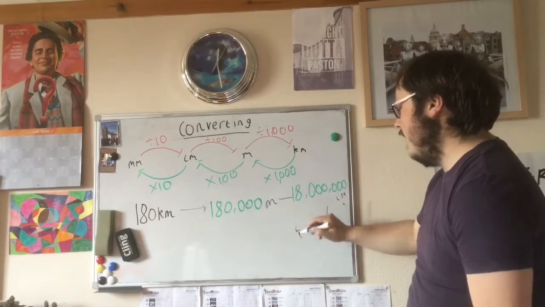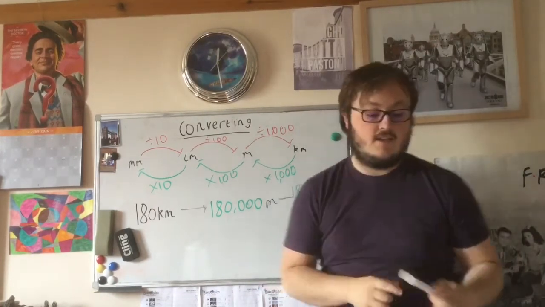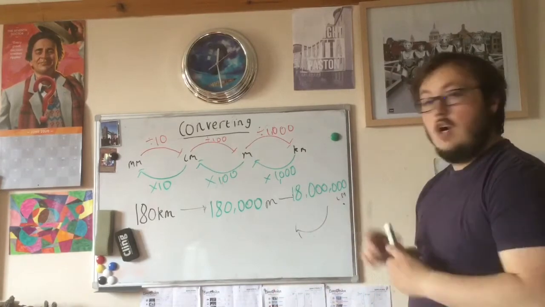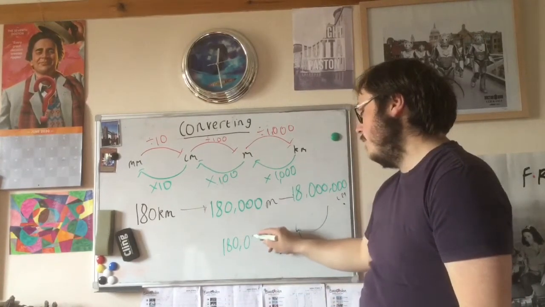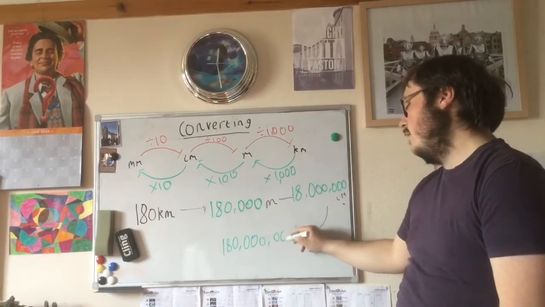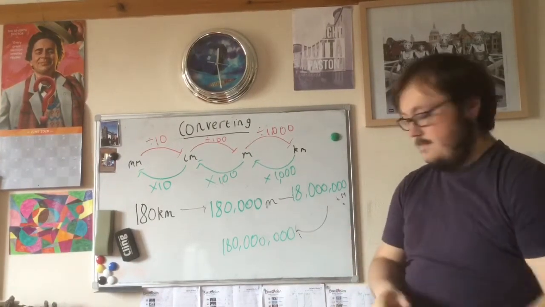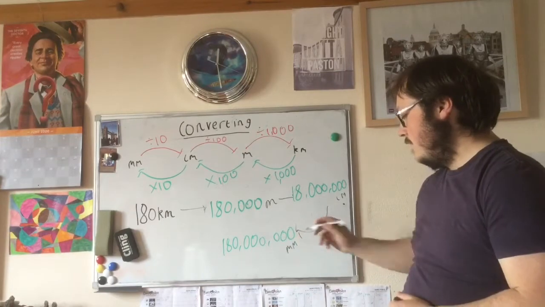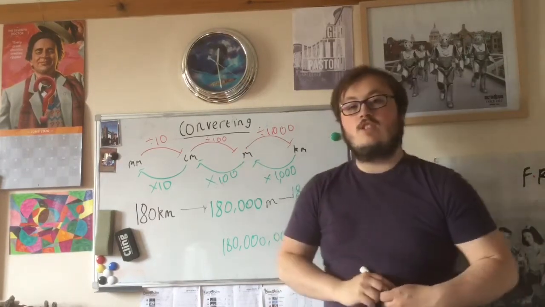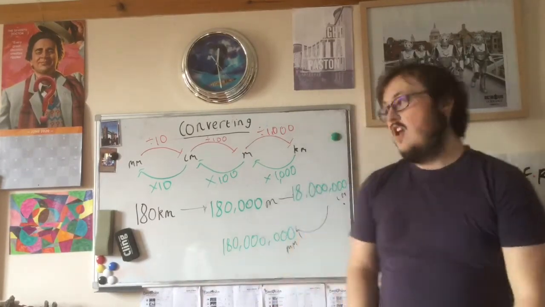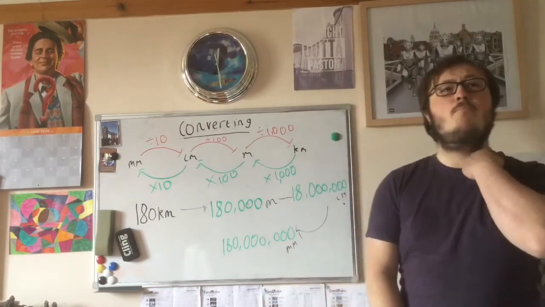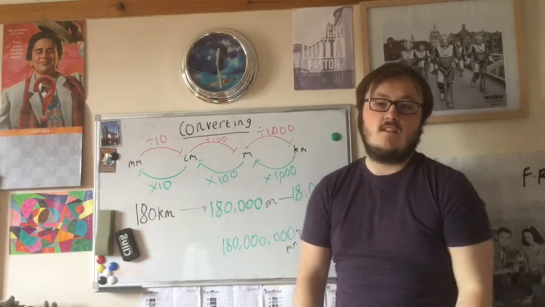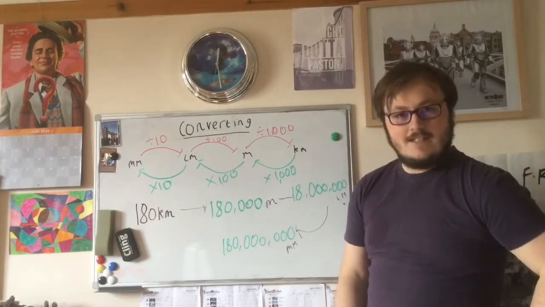Now I want to convert that into millimetres. So you times that by 10 and that becomes 180 million millimetres. So think about that, how a number so small, 180 kilometres, is actually just under 200 million millimetres. It's quite scary to think about, isn't it?